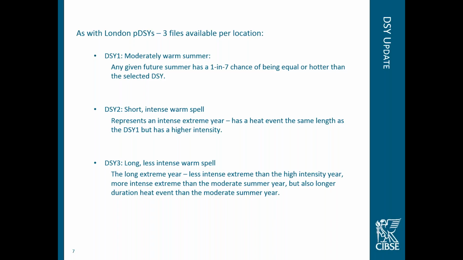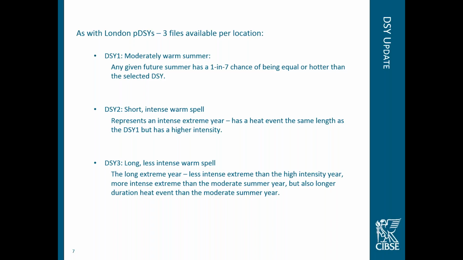Design summer year 2 is a short, intense warm spell. It represents a summer with a short, intense warm spell, so this represents an intense extreme year. It has a heat event the same length as design summer year 1, but with a higher intensity. So you could have a weekend within that summer that has a very hot event. And design summer year 3 is a long, less intense warm spell.